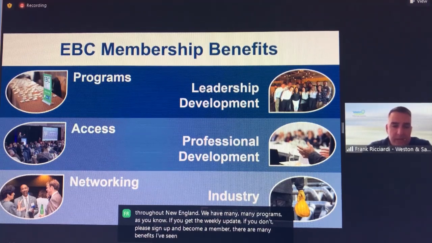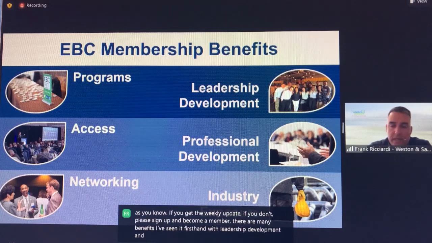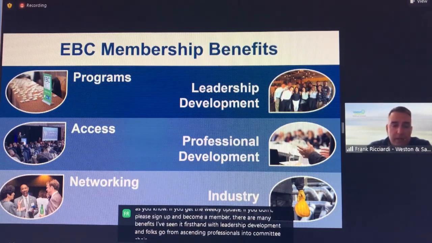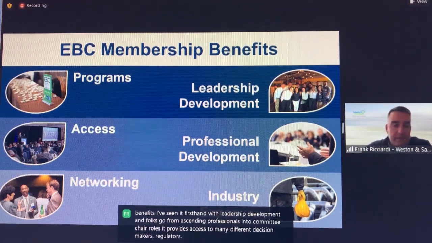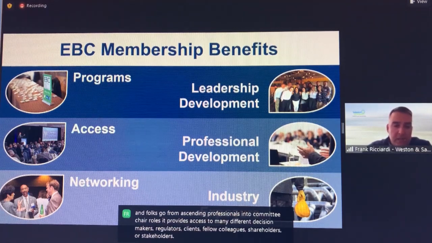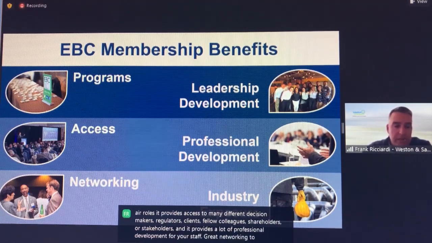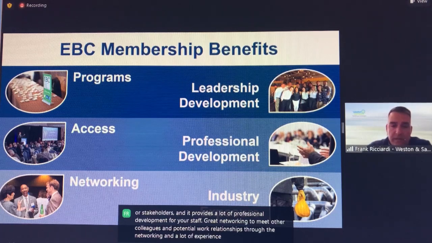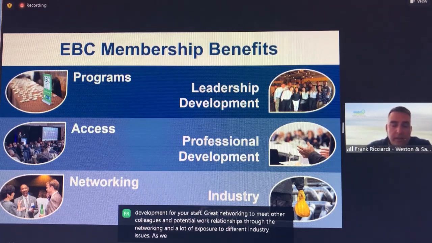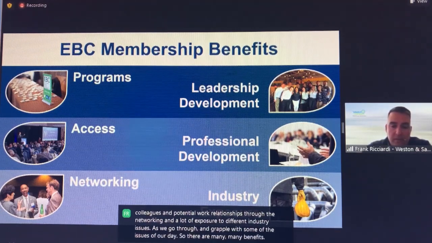I've seen it firsthand with leadership development as folks go from ascending professionals into committee chair roles. It provides access to many different decision makers, regulators, clients, fellow colleagues, shareholders or stakeholders, and it provides a lot of professional development for your staff. Great networking to meet other colleagues and potential work relationships through the networking, and a lot of exposure to different industry issues as we go through and grapple with some of the issues of our day. So there are many, many benefits, and it's a great forum for our industry.